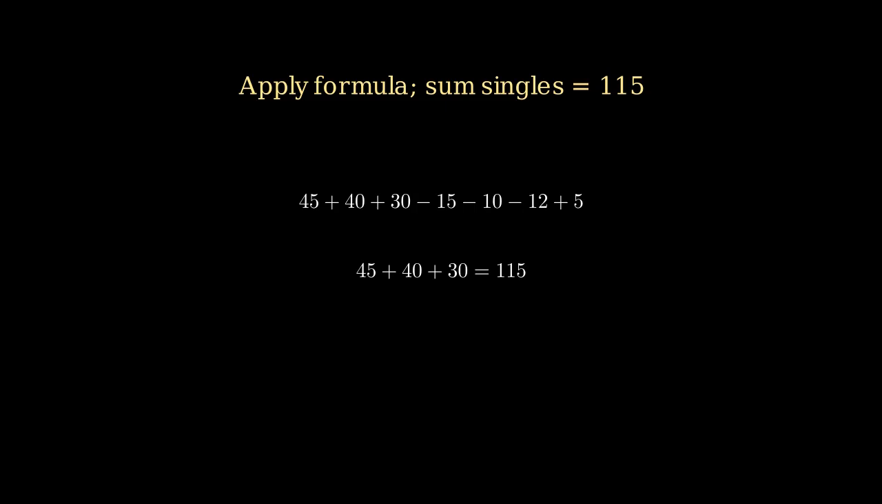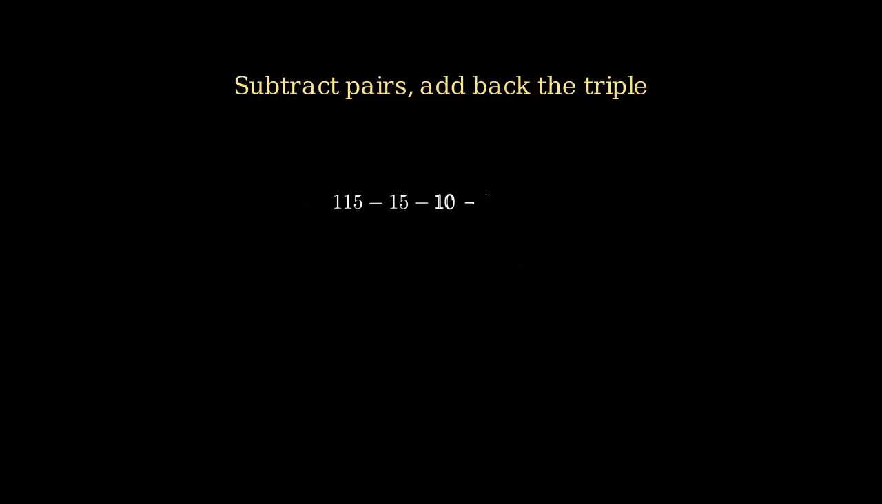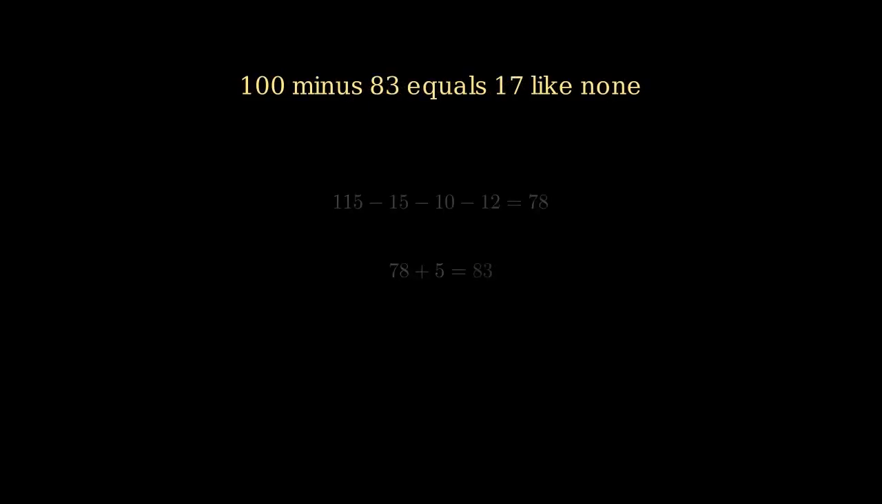Step 2. Add the singles. 45 plus 40 plus 30 equals 115. Step 3. Subtract the three pairwise overlaps. 115 minus 15 minus 10 minus 12 equals 78. Step 4. Add back the triple overlap. 78 plus 5 equals 83. So 83 people like at least one of the three drinks. Step 5. Subtract from the total surveyed. 100 minus 83 equals 17 people who like none.